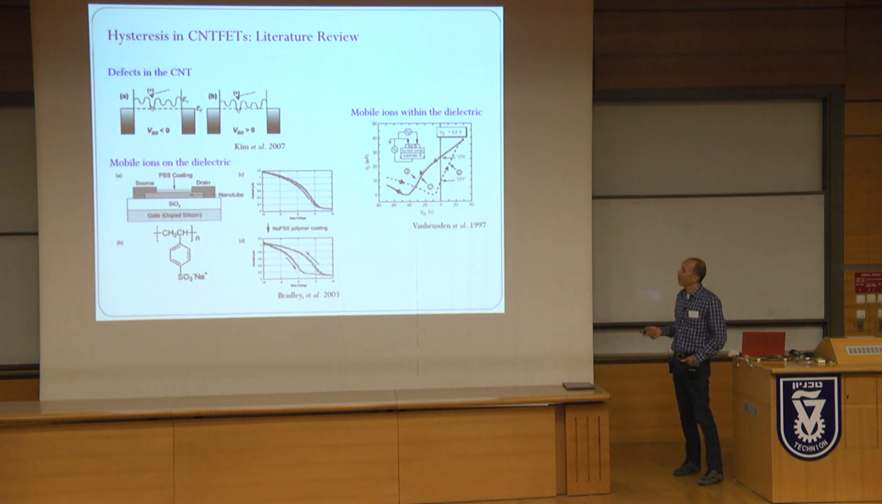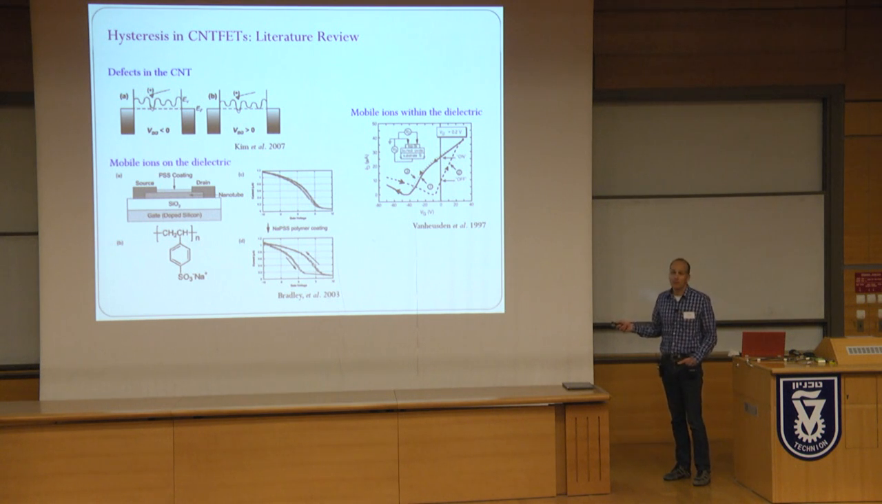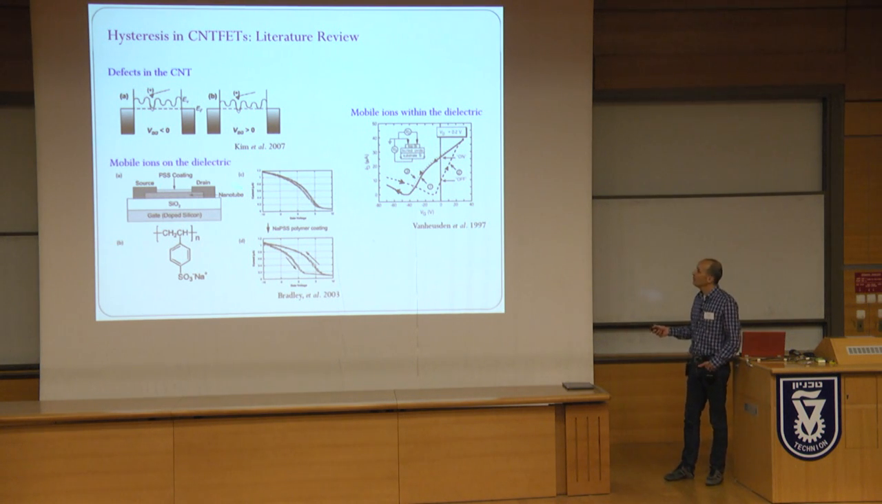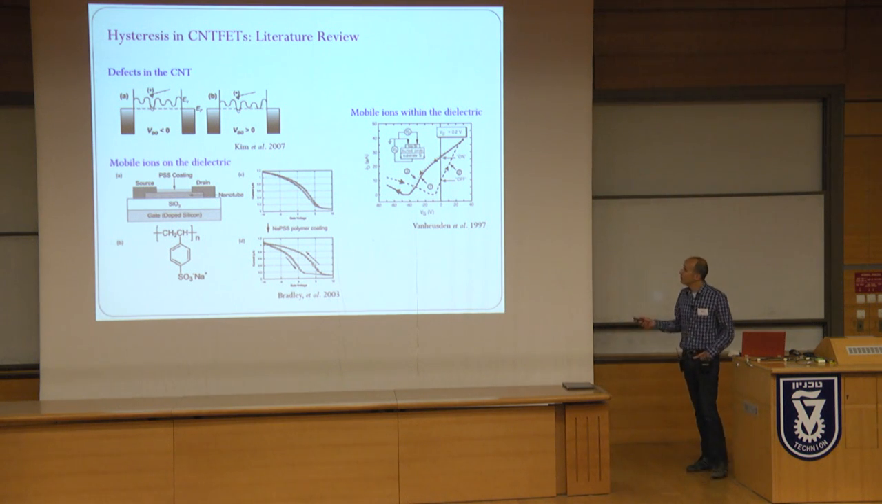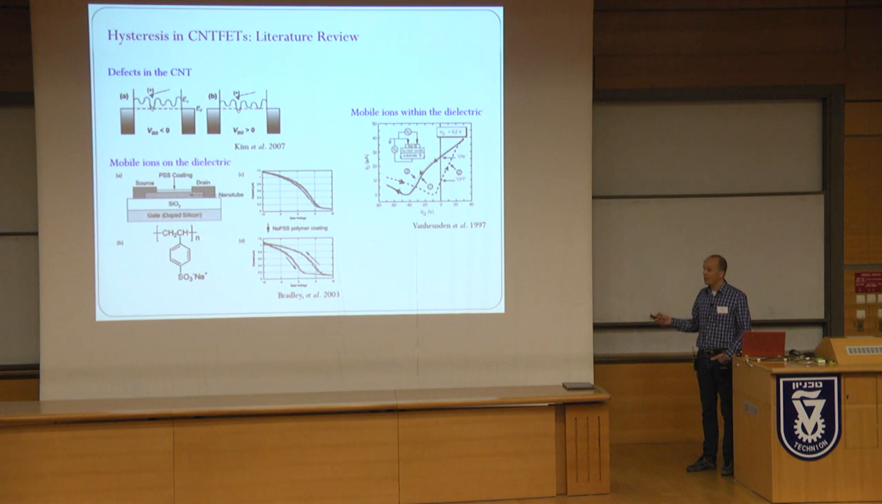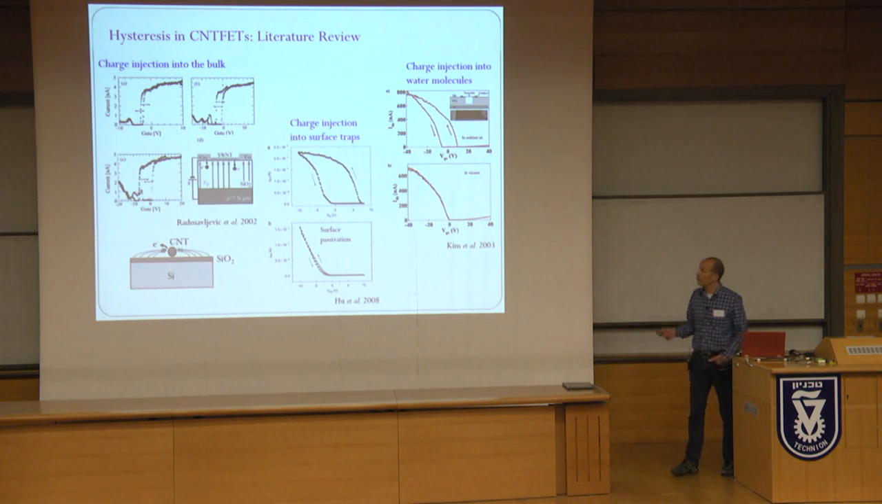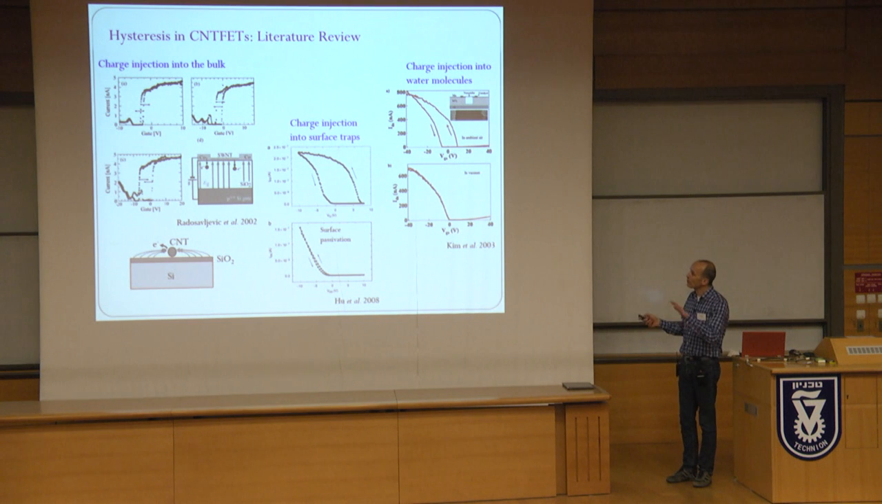So what did people think? People thought about a defect in the carbon nanotubes that can cause this hysteresis. People thought about mobile ions on the dielectric, and I will return to this hypothesis. People thought about mobile ions within the dielectric. There are many problems with all these scenarios, and I will quickly tell you about them. There could be some charge injection into the bulk. With a carbon nanotube there is a very strong electric field, so you can have tunneling from the nanotube back and forth that creates this hysteresis.